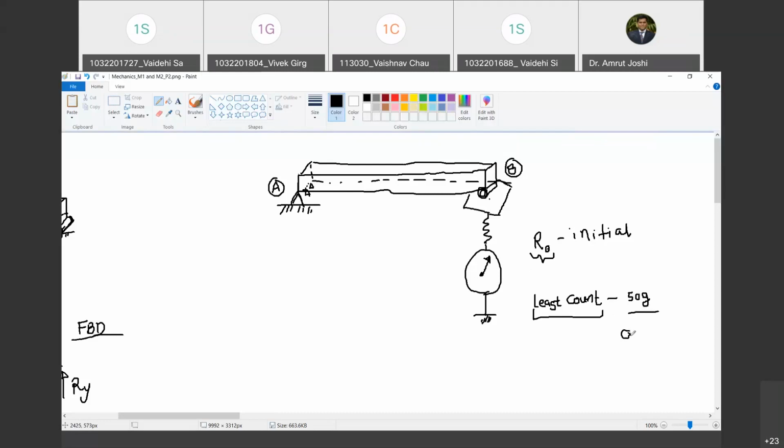Yes, sir. So, or in other words, it is, oh, I'm sorry, it is not 50 gram. Yes, it is 50 grams. So in other words, it is 0.05 kg. Are you with me? Yes, sir. So all your readings will be in the multiples of 0.05 if the least count is 50 grams. Happy?